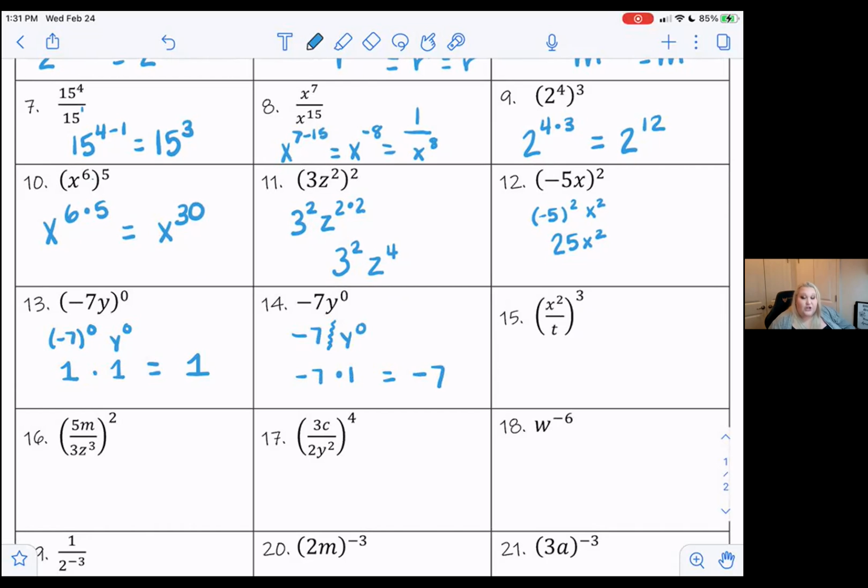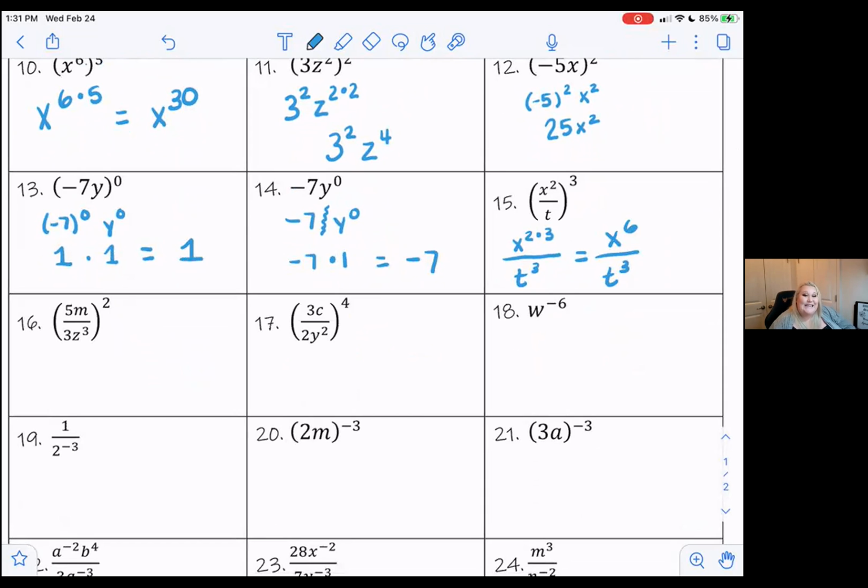Number 15, we're going to do 2 parts here. So it's a power of a quotient, which means we're going to have to distribute that 3 to the top and the bottom. So I'm going to get x to the second times the third all over t to the third. We're going to simplify to get x to the 6th over t to the third. Those do not have the same base, so I cannot simplify, and that would be my final solution.